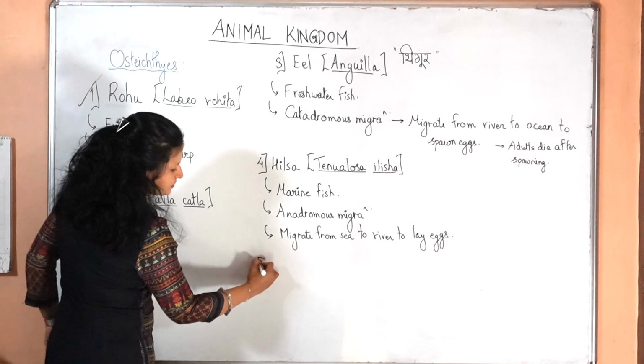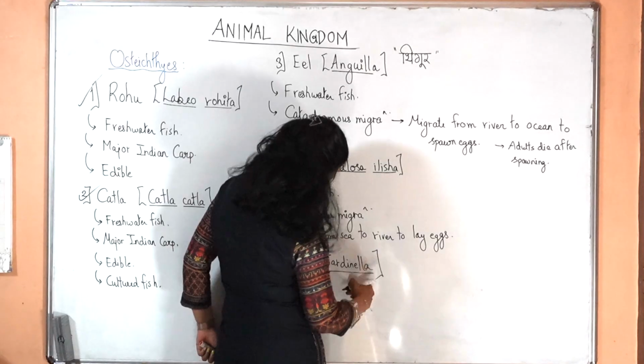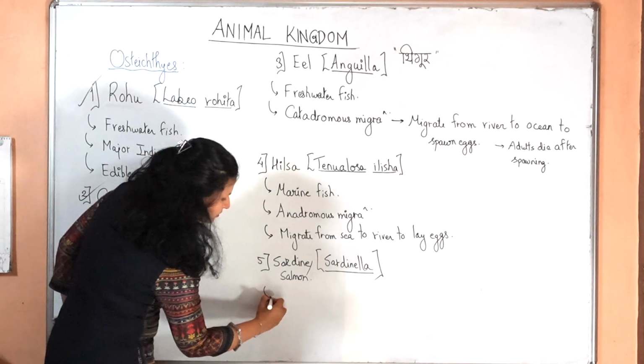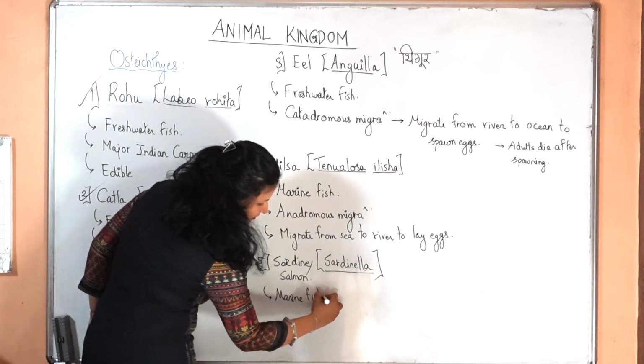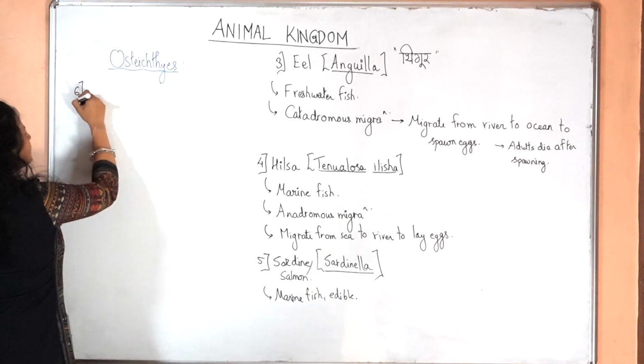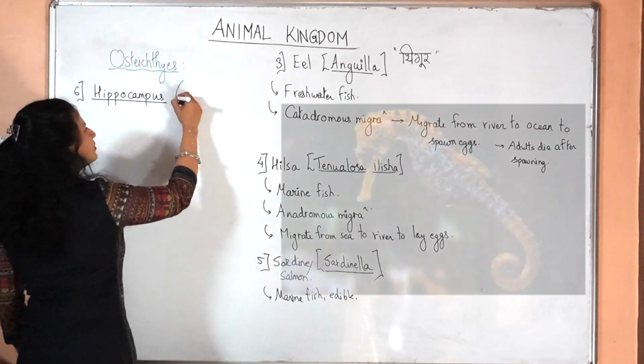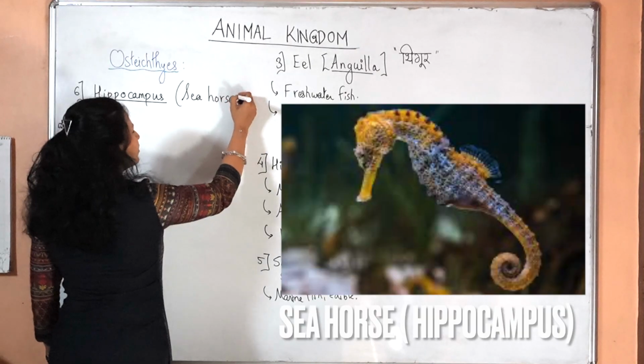Next example is sardines. Sardinella. These are also commonly called as salmon. This is a marine fish and it is edible. Delicacy. Next example is of hippocampus. Common name is seahorse.